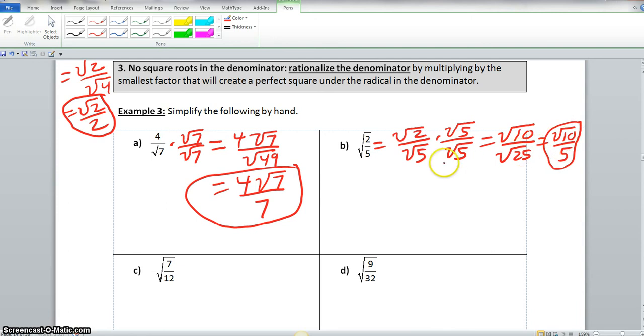Now, just as a footnote, whenever you take a square root of a number times itself, it will end up with the original number that you had under the square root. Like the square root of 5 and the square root of 5 end up giving us 5. If we look here, the square root of 7 times the square root of 7 ended up giving us 7. So that's just a good rule for you to know.